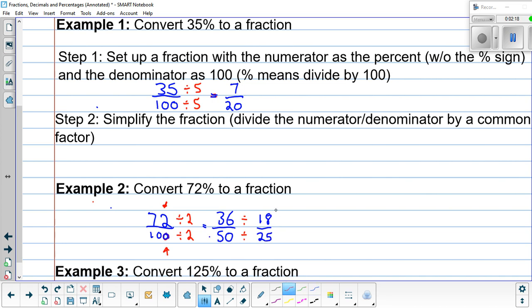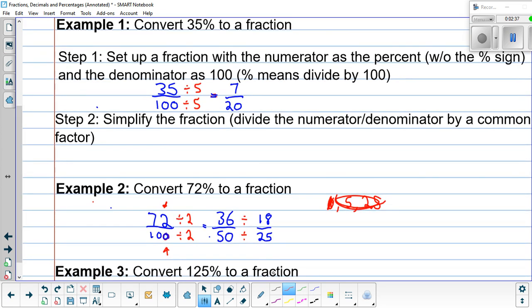And now we're down to here. You can start to think sometimes, can I get it any simpler? All the factors of 25 are 1, 5, and 25. And 1 doesn't count. So can 5 or 25 fit in 18? No. So we're done.